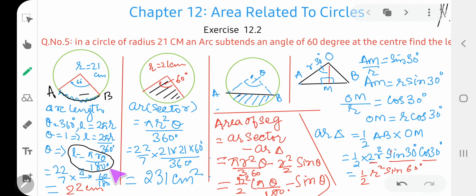So here you got the formula for the arc length, pi r theta upon 180 degree. Let us substitute the values given to us. So arc length for this question is equal to pi is 22 by 7, r is given 21, theta is given 60 degree divided by 180 degree. When you cancel everything, you will finally get that the length of this arc is equal to 22 centimeter.